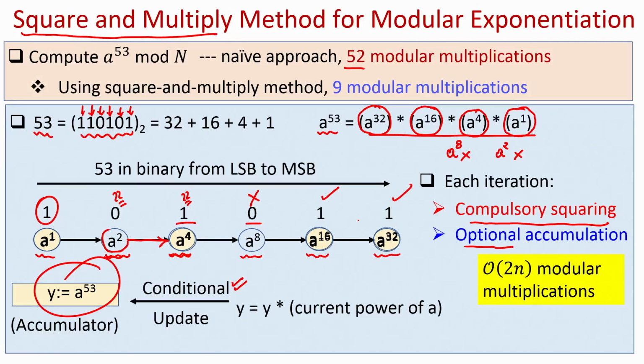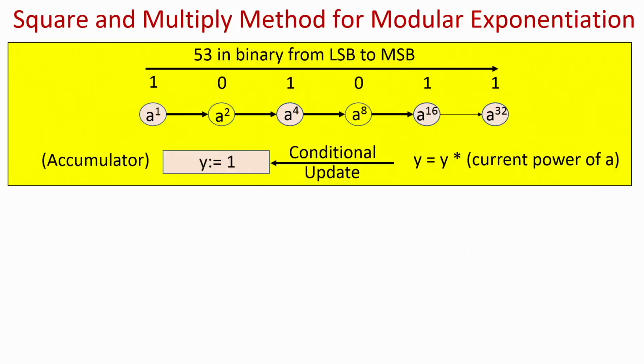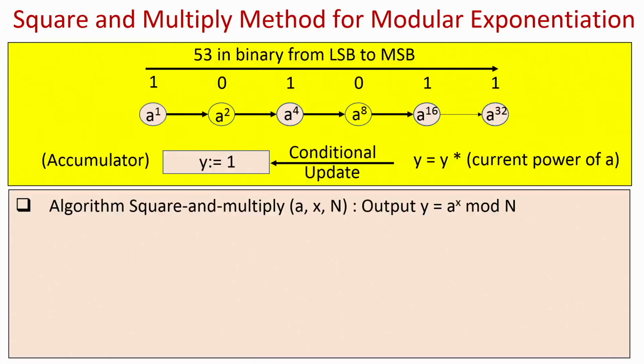So, in the worst case what can happen? You will be definitely doing n number of compulsory squaring, where n is the number of bits of your exponent, and it may so happen that your exponent has a bit representation all ones, in which case you will be doing accumulation n number of times. So, in the worst case you will be doing 2 times n number of modular multiplications to get your final answer. Okay. So, that is the square and multiply approach.